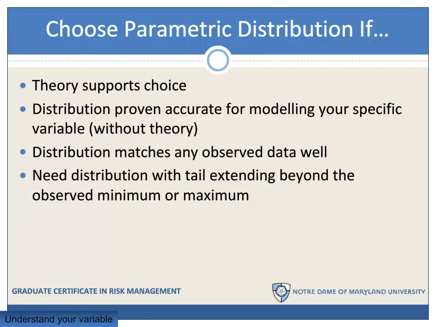Another time when a parametric distribution might be desired is if you need a distribution with tails that extend beyond the minimum and maximum you've observed. So sometimes we may have only seen a normal range of variation for a variable, and what really becomes important in our risk assessment are the extreme values that can occur. And those extreme values may not have been observed in nature before. So we need a parametric distribution that will give us an idea how far the tails extend and how thick the tails are in reaching that distance.